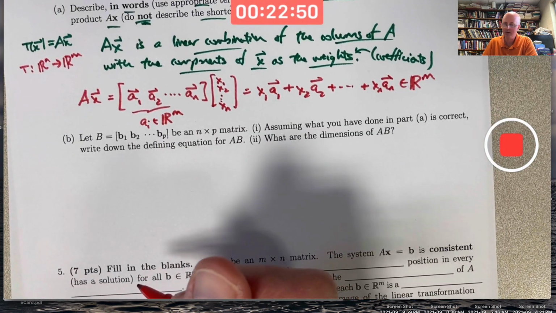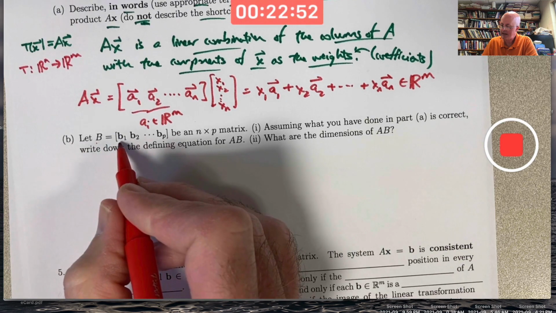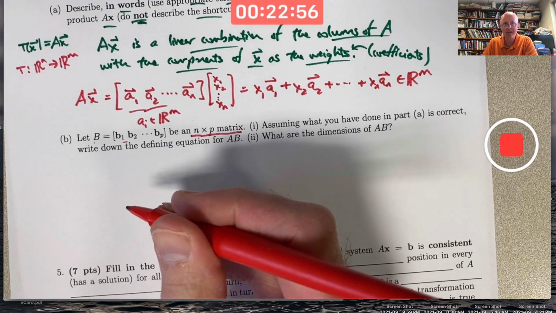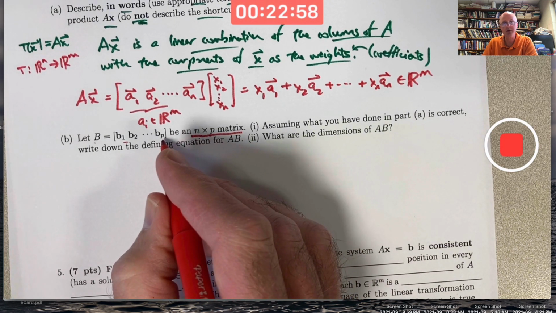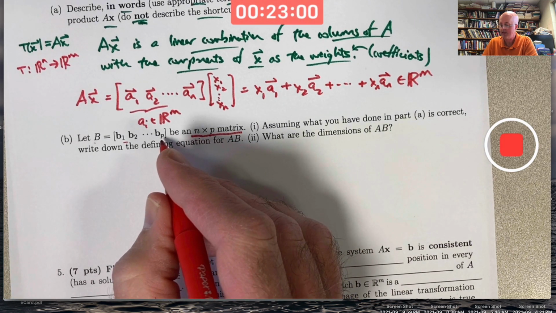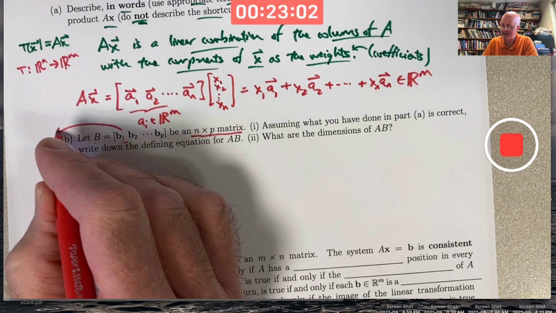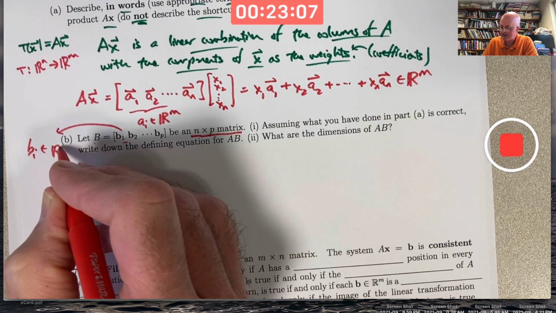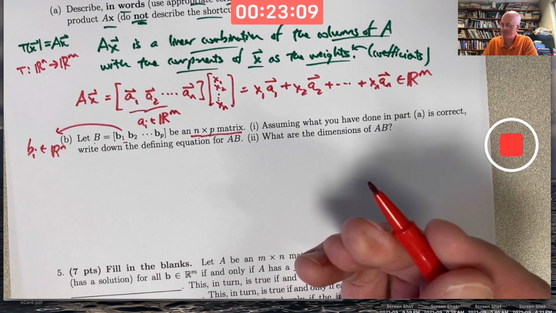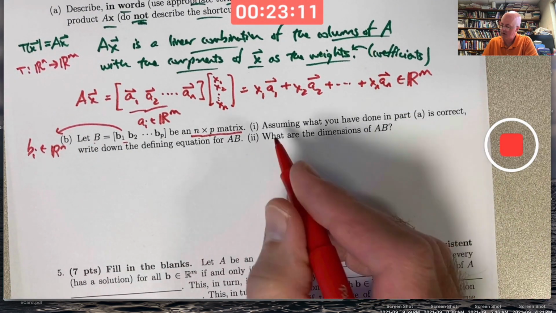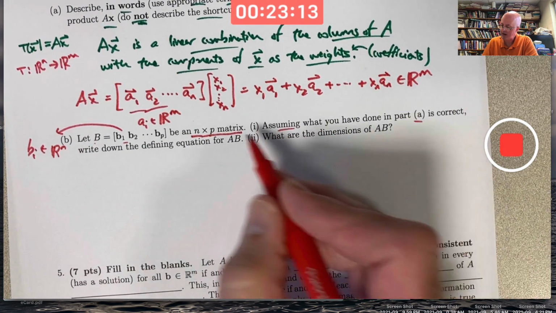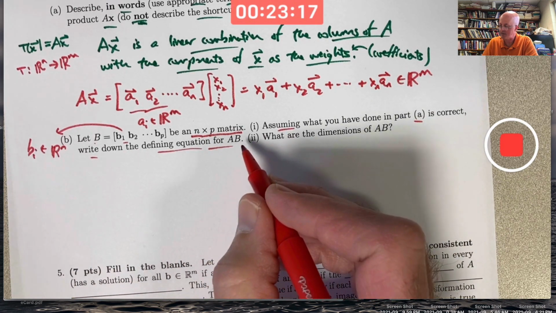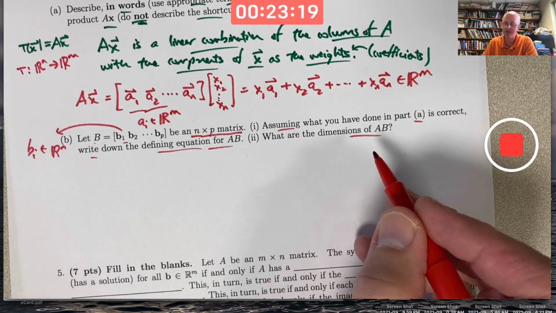Part B. Let capital B be an n by p matrix, n rows and p columns. You can see the subscript goes up to p. These b's, the b_i, are in R^n, and there are p of them. Part 1, assuming what you've done in Part A is correct, write down the defining equation for A times B, the matrix capital A times the matrix capital B, and what are its dimensions.